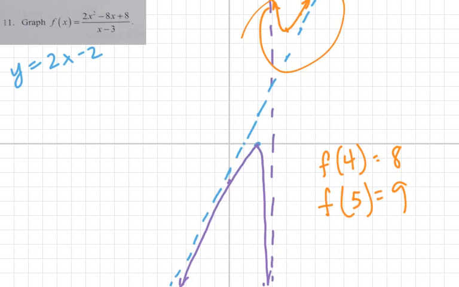So this is our function. We've graphed our asymptotes. We plotted the points that we needed to plot. We followed our end behavior. This is perfect.